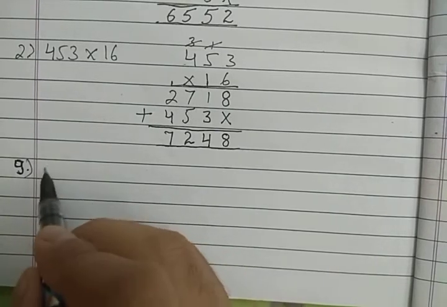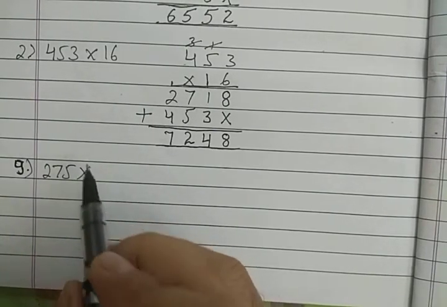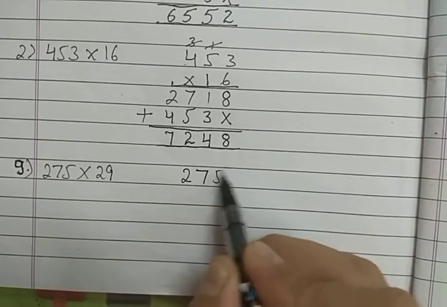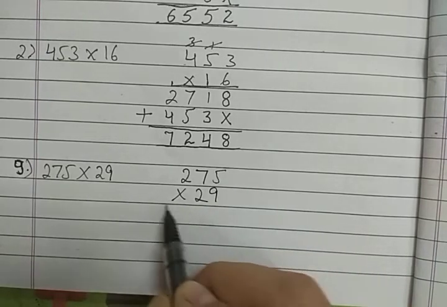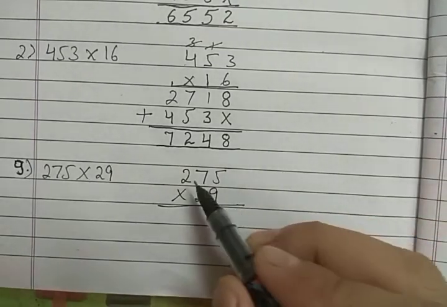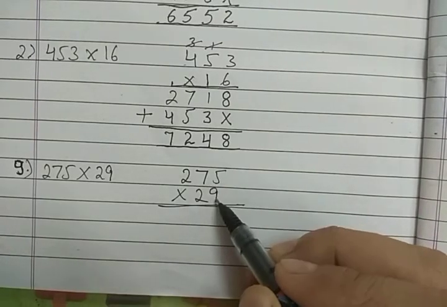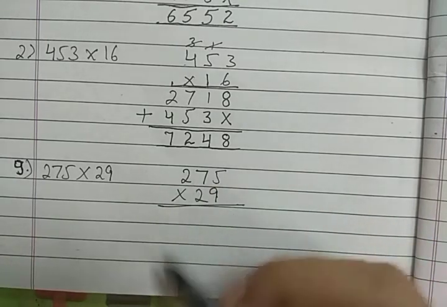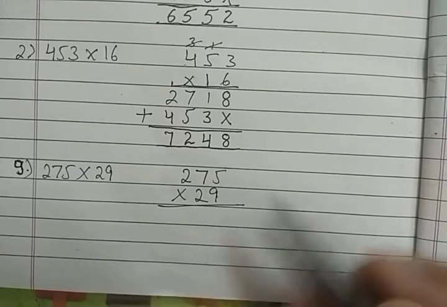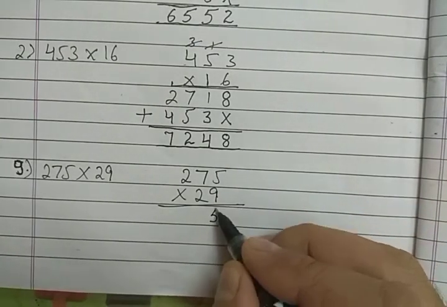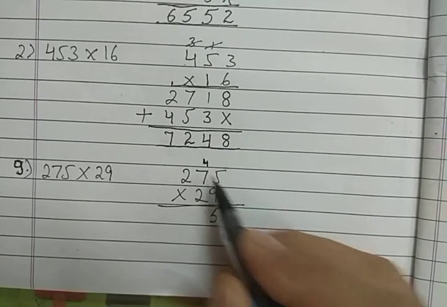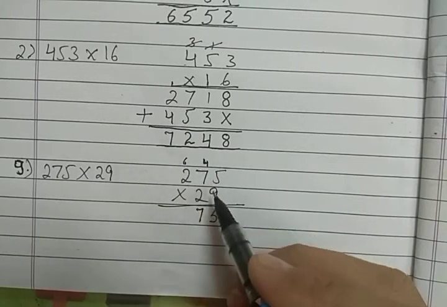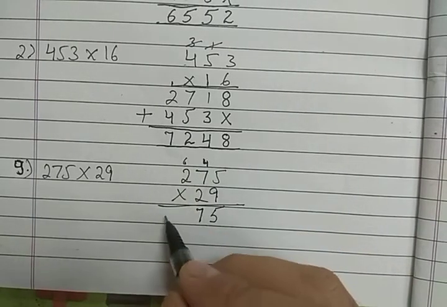Here the question is 275 multiplied by 29. Again, same thing. Multiply 275 by 9 first, then 275 by 2, the digit at tens place. Then in the third step we have to add the two products. 9 5s are 45, 4 carry over. 9 7s are 63, 63 plus 4 is 67, 6 carry over. 9 2s are 18, 18 plus 6 is 24.